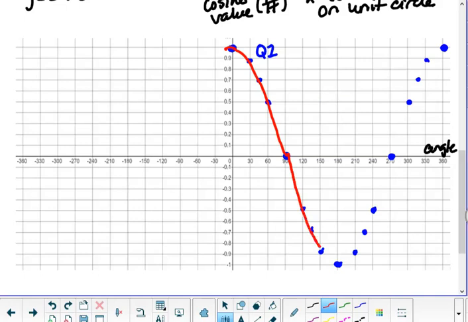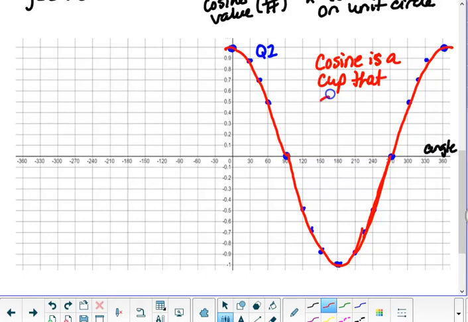So the graph curves down to the x-axis. Under the x-axis, it curves up like that. And then above the x-axis, it curves down again. So the way I describe this is I say cosine is a cup that starts up because it starts high, whereas sine starts at 0, 0, cosine starts at 0, 1.